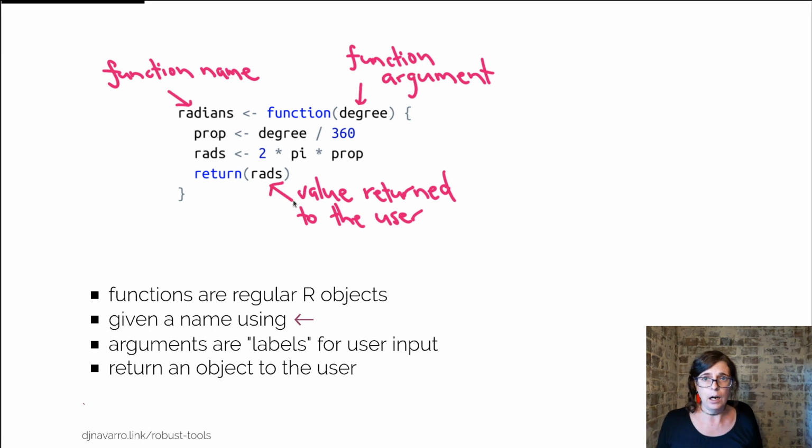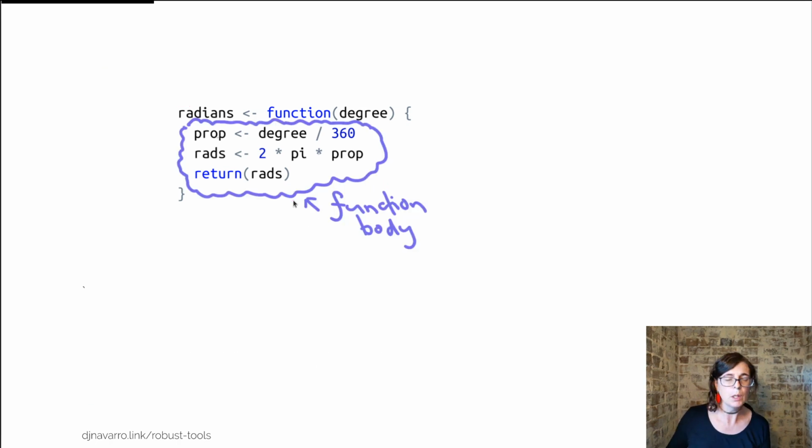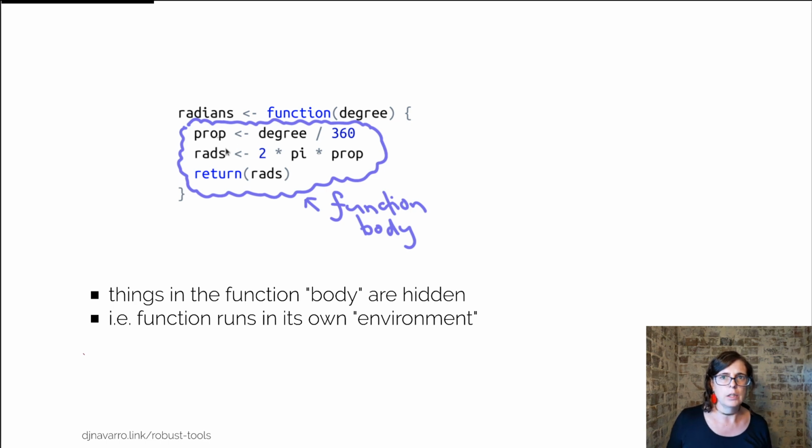Functions are regular R objects. They can be worked with in very much the same way as any other object or variable in R. The last thing I want to point out is that all the stuff inside the function body takes place in its own environment, as I mentioned before, and these internal variables, prop and rads, are not visible from the workspace. The only thing the user sees at the end is the return value that pops out, the rads thing.